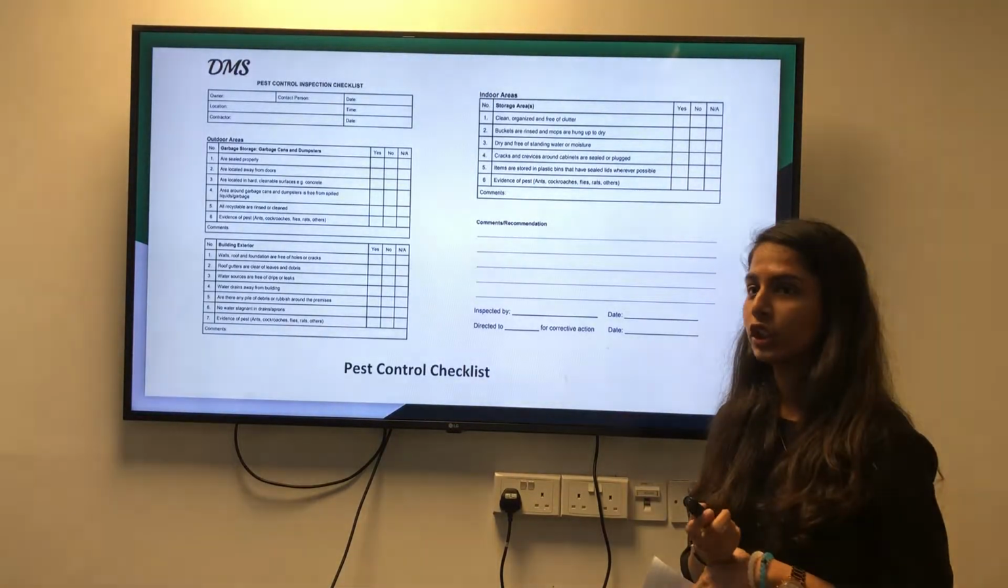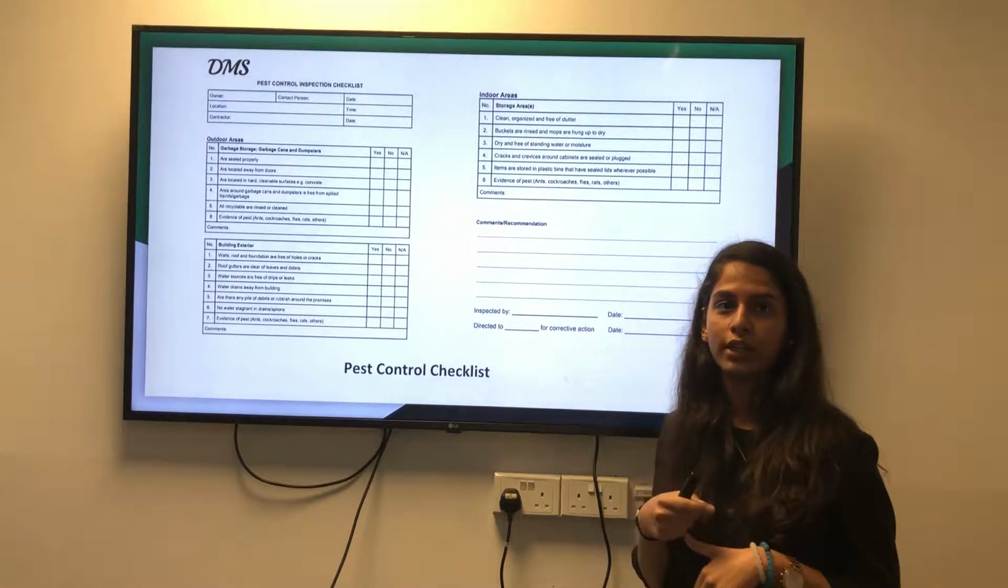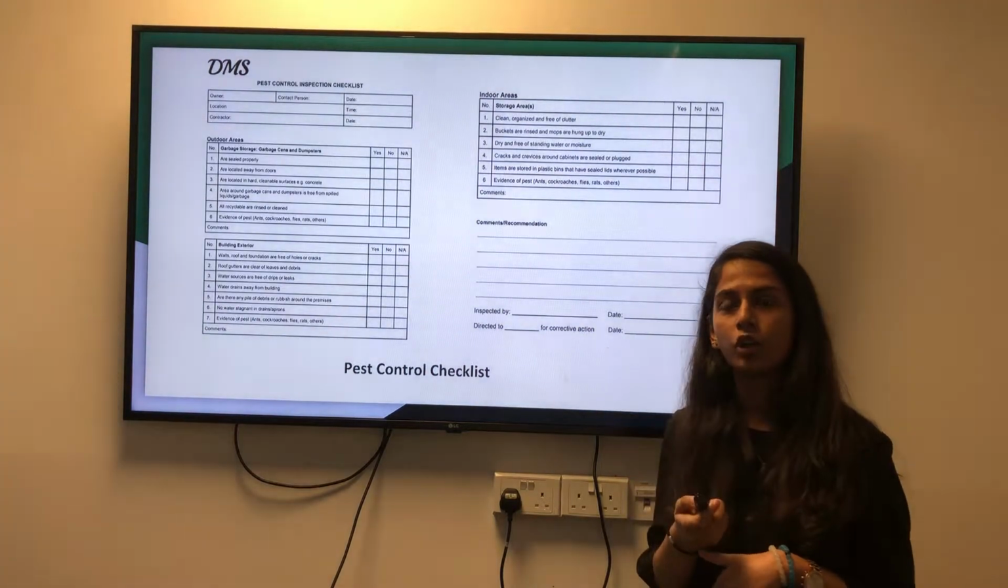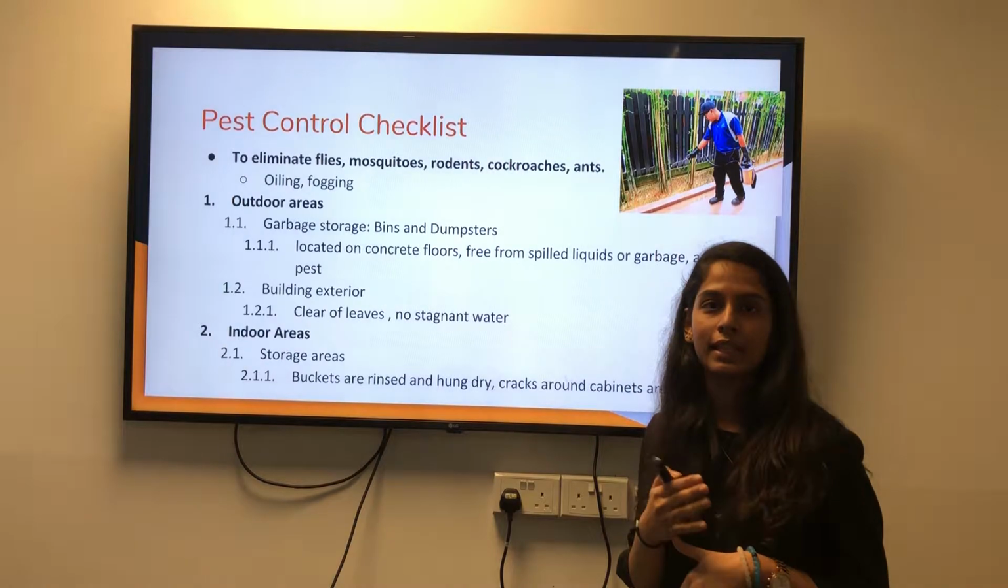So next will be the pest control checklist. For this checklist, there are 2 important areas. First will be the outdoor area, and secondly will be the indoor area. As for the outdoor area, there are 2 parts. First will be the garbage storage. This will include the bins and dumpster.